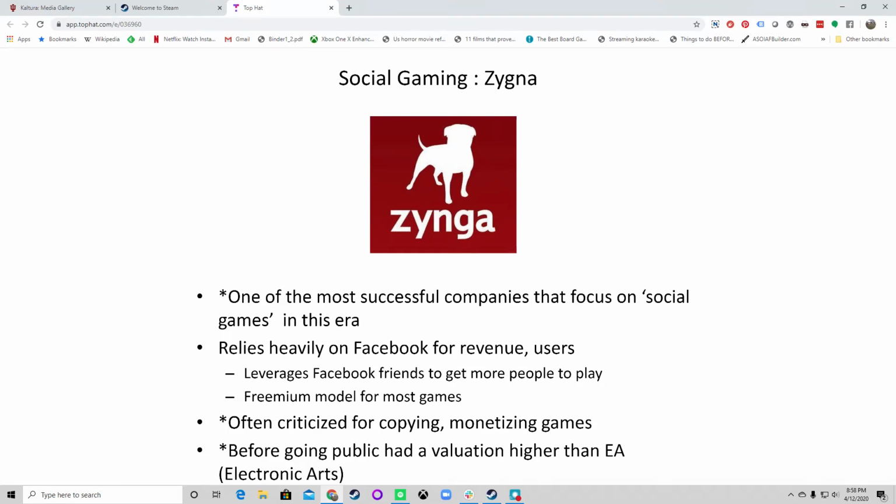But when they went public initially, they had a valuation higher than Electronic Arts, which is mind-boggling because Electronic Arts at one point was the world's third largest game publisher. They're a well-established game company that's been around since the 80s, and yet Zynga was seen by investors as more valuable because of the sheer size of the casual game market. Now, they're not up where they were a few years ago, but they do still exist, and they still make games in this space.